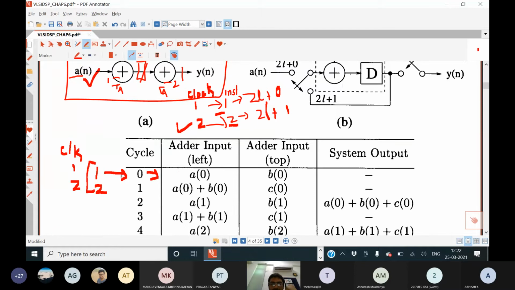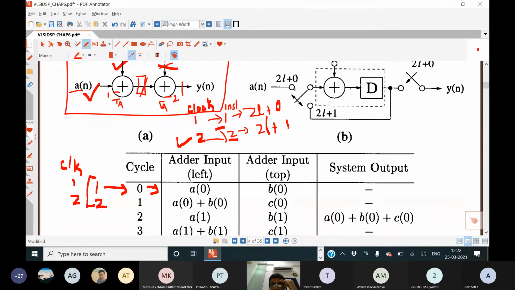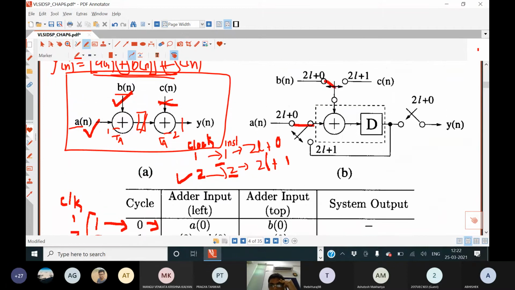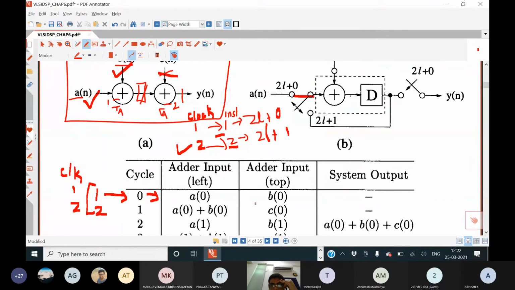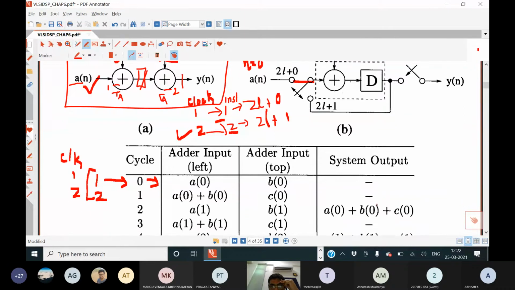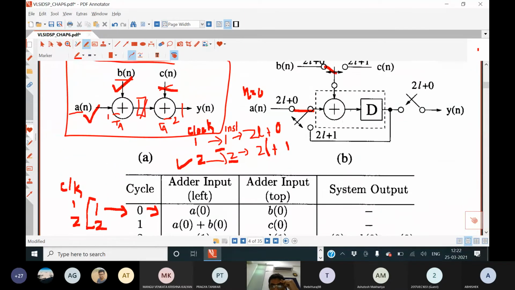For initializing, they are considering clock as equal to 0, where the first instance is being executed. That means the switch connection is over here and over here. At that time, A0 and B0 will be added. I am considering first n is equal to 0. So A0 and B0 will be added and then stored over here. Here the output of the A0 and B0 addition will be stored.